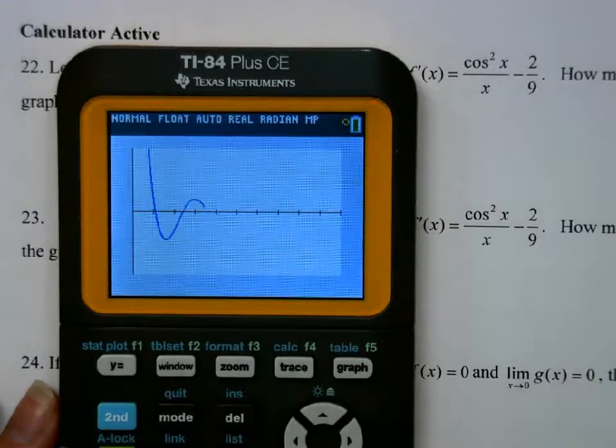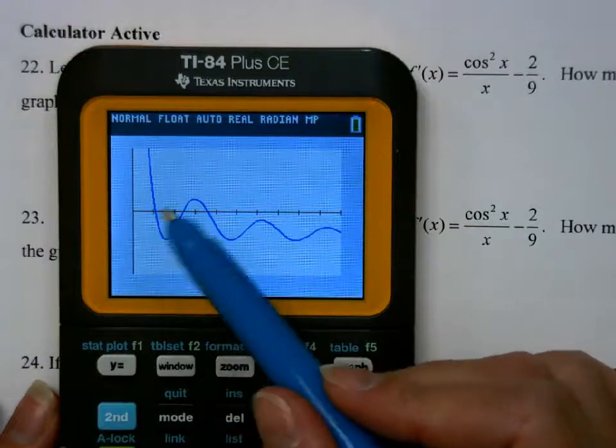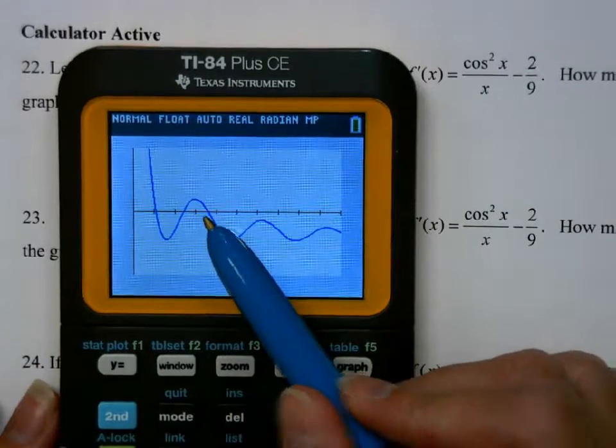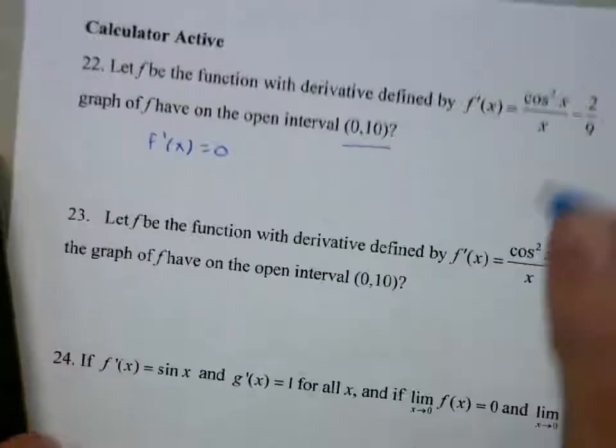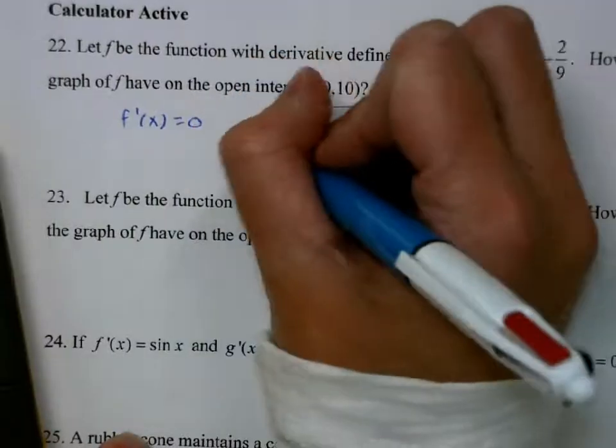So there's 1, 2, 3. Okay, so the 3 locations where it crosses, that's where the derivative is 0. Those are our critical points. So we have 3 critical points.